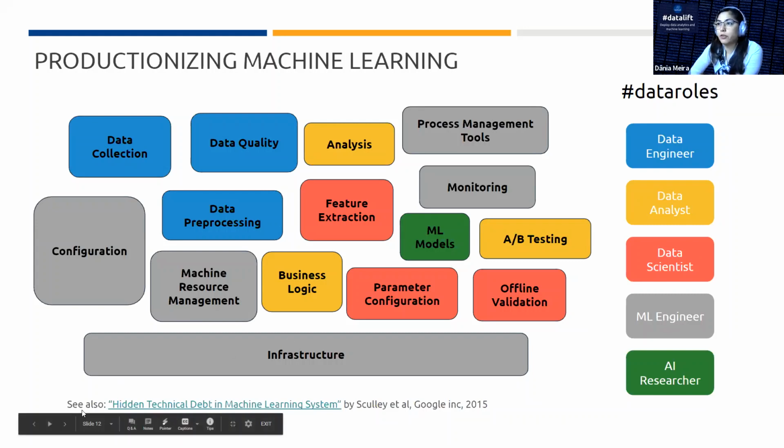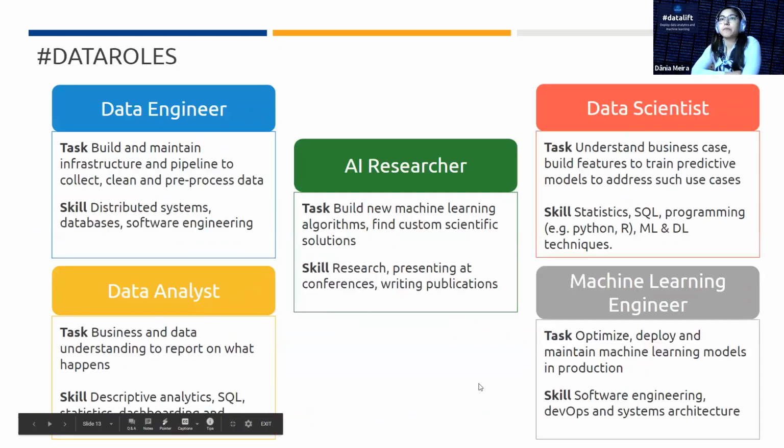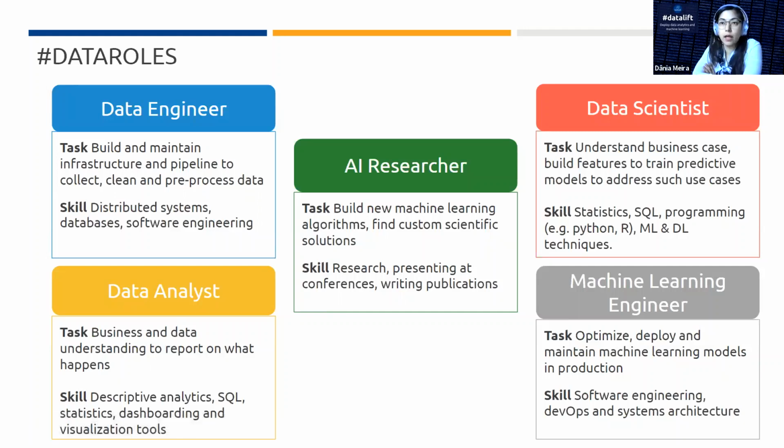And then for each of those 5 roles that I'm proposing here, we have some specific tasks and skills. Again, it's not that each of them would only be responsible for those tasks, but I'm considering them the core tasks. So if we start with the data engineer here in blue, the main task and the main responsibility is to build and maintain infrastructure and the data pipeline.